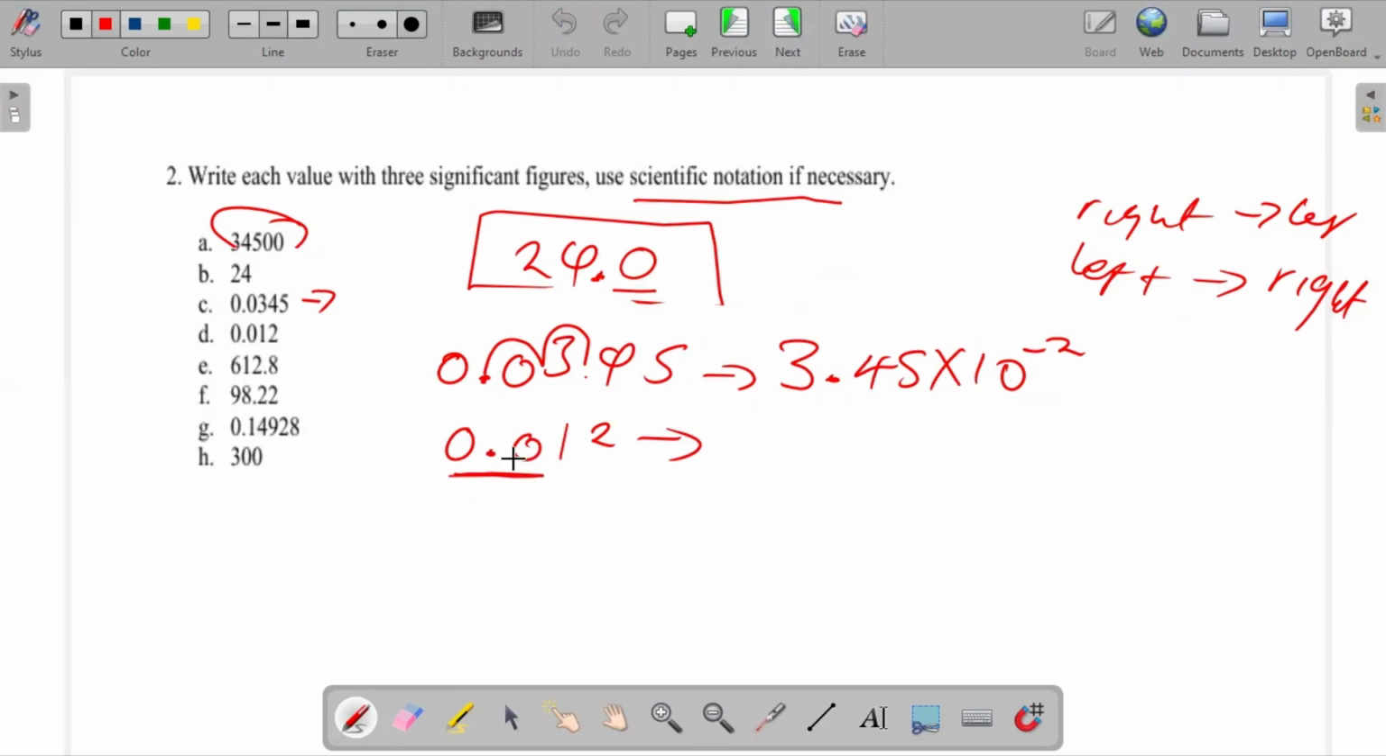We have these zeros which are in front of non-zero numbers, which we call leading zeros, and they are never significant. So in this case, we're having two significant figures, right? So what can we do to have this as three significant figures? Anyone to give it a try?